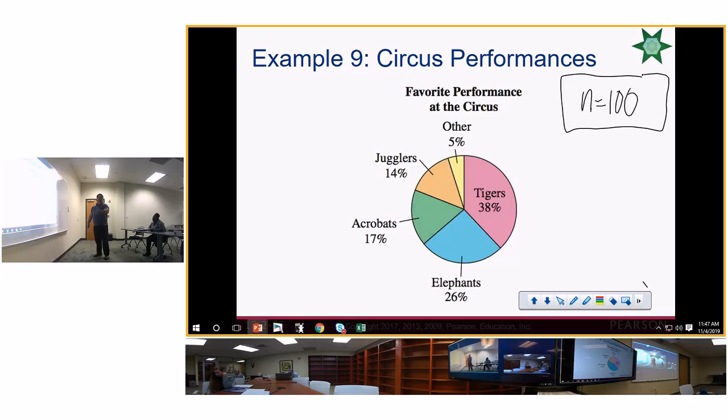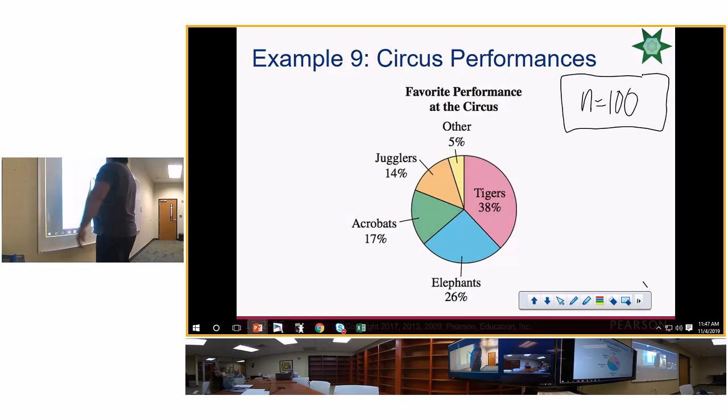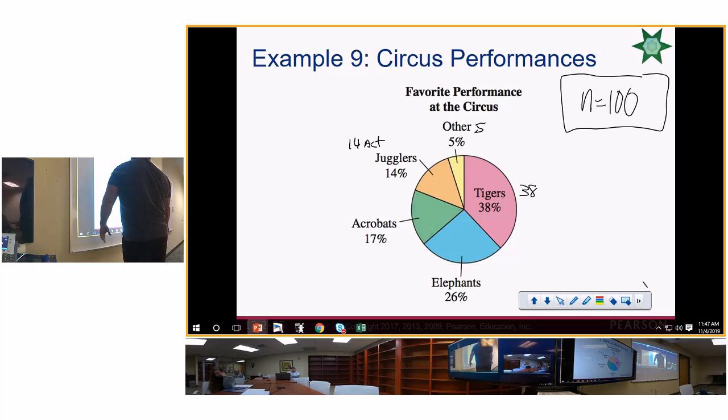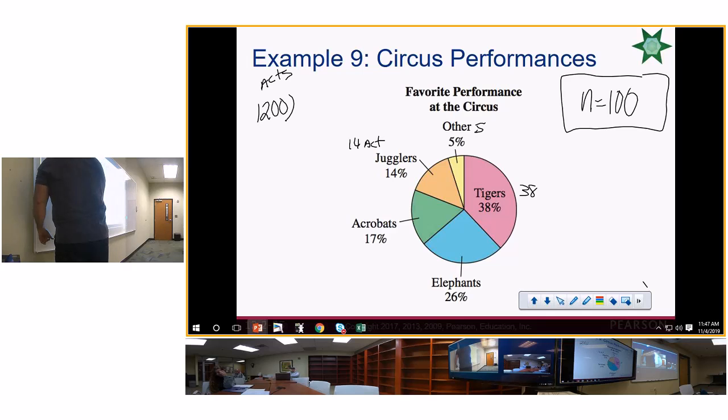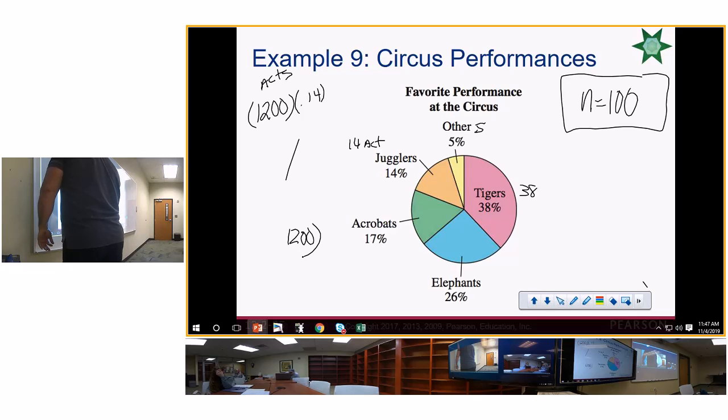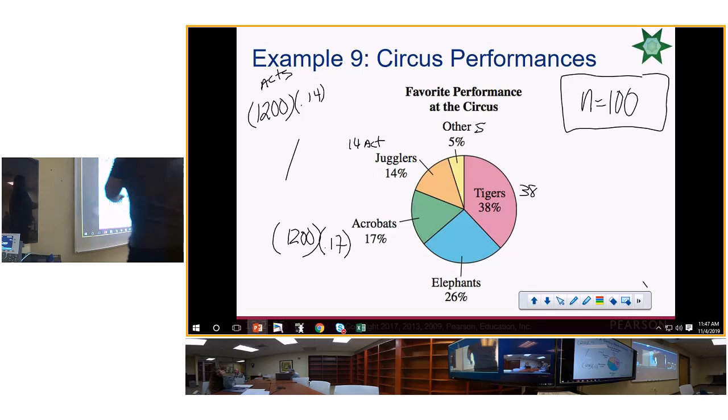14, because 14 over 100 is what? 14. Okay? I'm sorry. 14% is 14 over 100, so there's 14 acts here. And there's 5 acts here, 38 acts here, 17 acrobatic acts. What if I gave you 1,200? 1,200 acts at the circus. Then how many are juggling acts? You would take 1,200 and multiply by what? 0.14. Okay, acrobats, you would do 1,200 times what? 0.17.